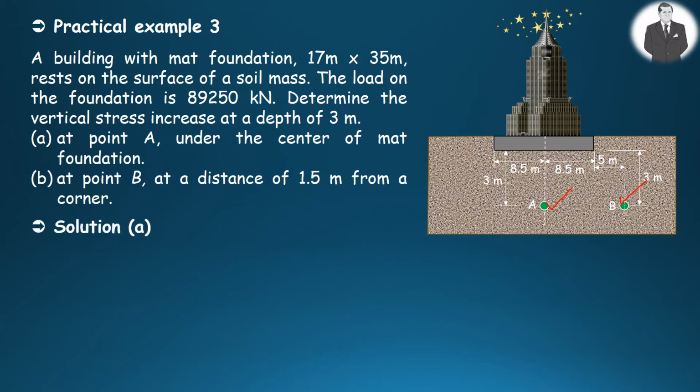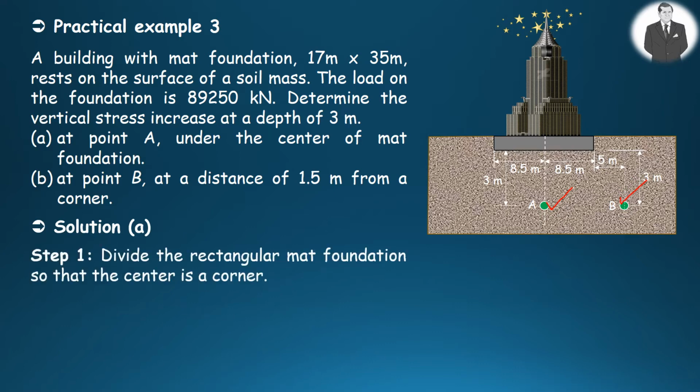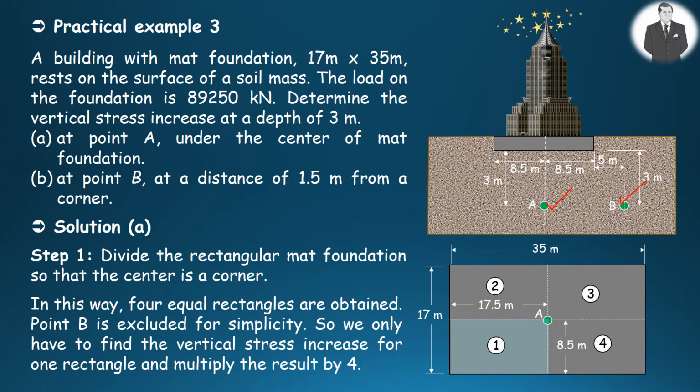Now, in the solution of this problem, the first step is to divide the rectangular mat foundation so that the center is a corner. In this way, 4 equal rectangles are obtained. At this stage, point B is excluded for simplicity. So we only have to find the vertical stress increase for one rectangle and multiply the result by 4.